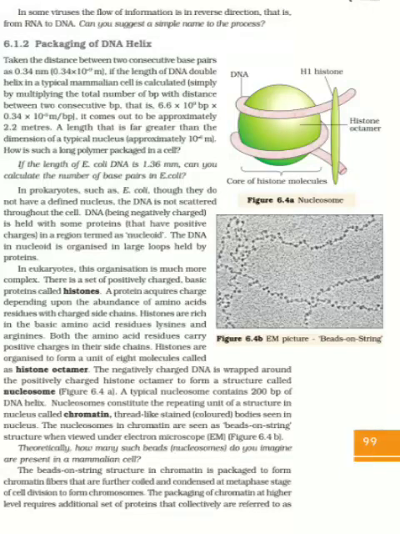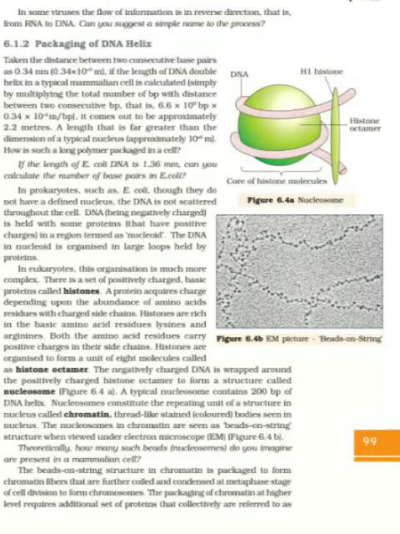Packaging of DNA helix. Taking the distance between two consecutive base pairs as 0.34 nanometer, if the length of the DNA double helix in a typical mammalian cell is calculated simply by multiplying the total number of base pairs with the distance between two consecutive base pairs, that is 6.6 into 10 to the power 9 base pairs into 0.34 into 10 to the power minus 9 meter per base pair, it comes out to be approximately 2.2 meters, a length that is far greater than the dimension of a typical nucleus, approximately 10 to the power minus 6 meter. How is such a long polymer packaged in a cell?